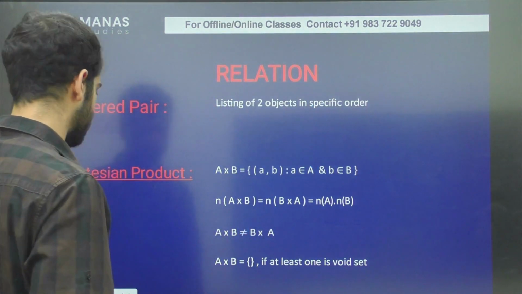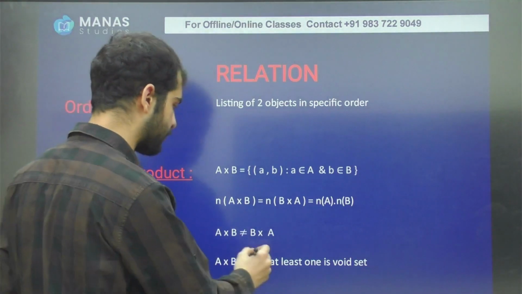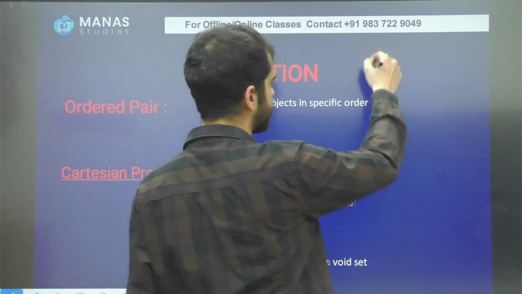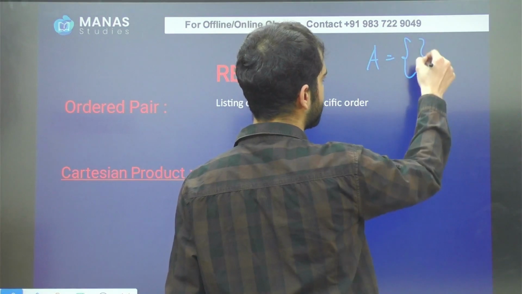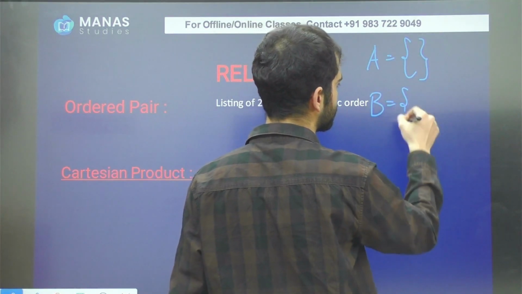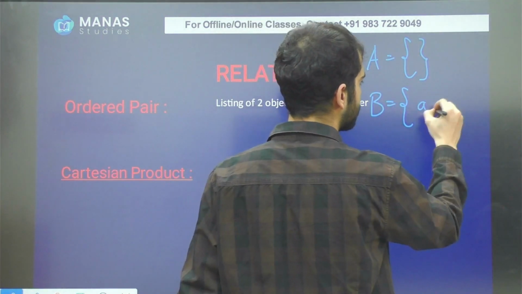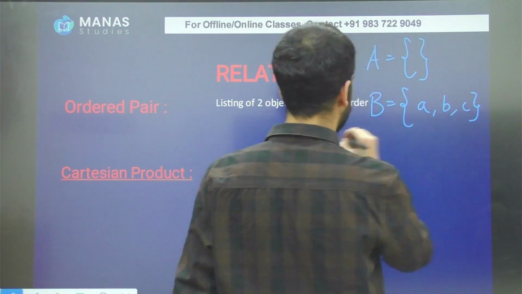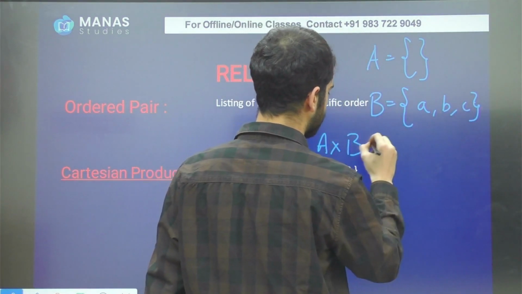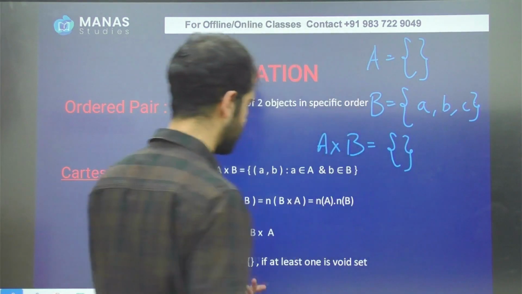Now let's move forward to the next point, that is if at least one of the sets is a void set. If I say one is a void set and I have to create the Cartesian product with some other set which has three elements, then the Cartesian product of these two sets will be a null set.